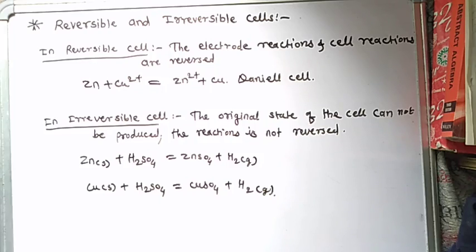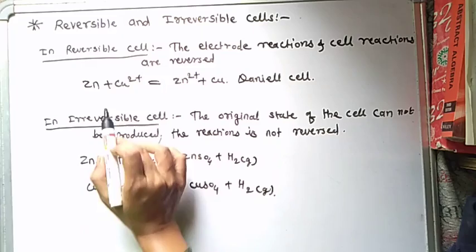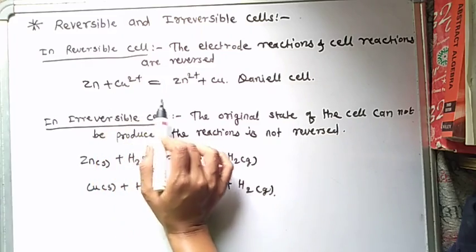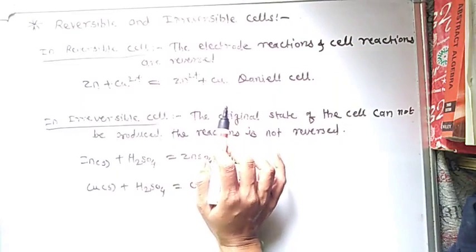This process, wherein the driving force is infinitesimally greater than the opposing force, is carried out very slowly. When this requirement is satisfied, the cell is reversible, and an example to illustrate this is the Daniell cell, that is Zn + Cu2+ equals Zn2+ + Cu. This is the reversible cell.